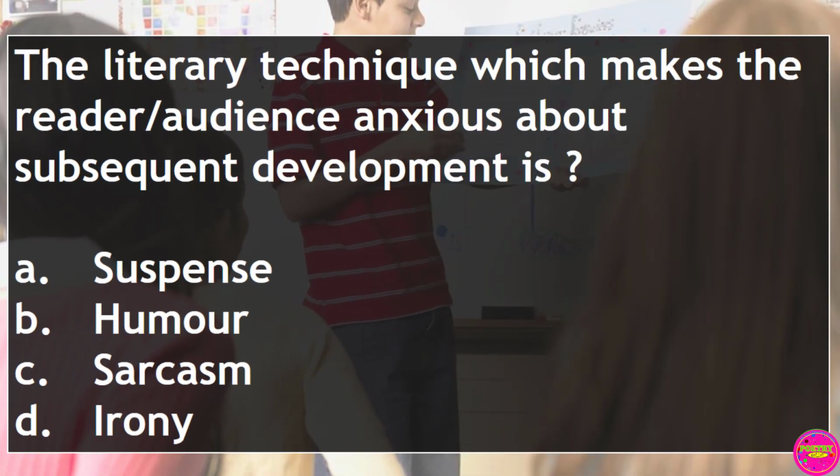The literary technique which makes the reader or audience anxious about the subsequent development is A. Suspense. B. Humor. C. Sarcasm. D. Irony. The correct answer to this question is A. Suspense.